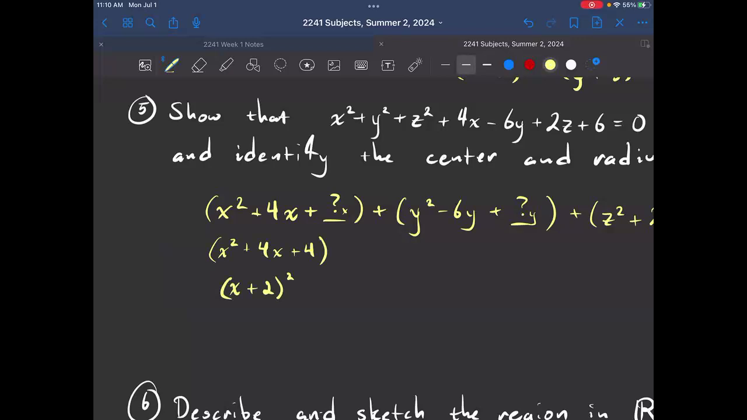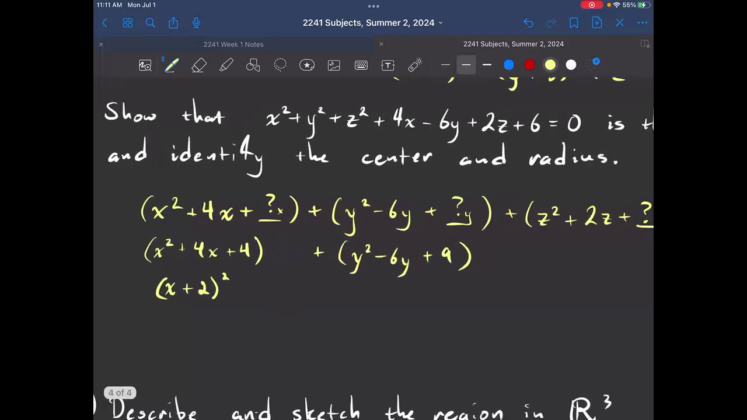The next one here is going to be y squared minus 6y plus 9. And this is going to allow us to factor that term as y minus 3 squared. And the way I know it's going to be a minus is because that's a minus right there. And again, you can multiply out y minus 3 and y plus 3 if you want and see what the difference is. If you put minus, you'll get minus 6. If you put plus, you'll get plus 6.